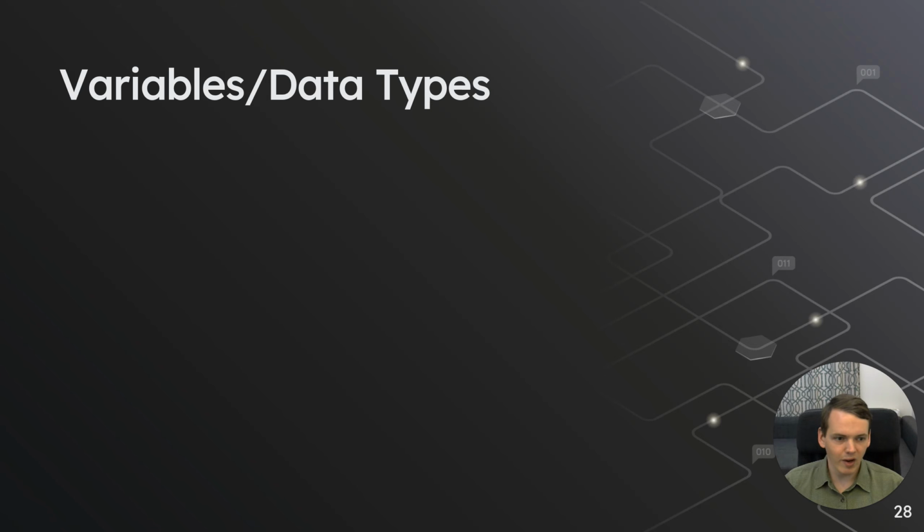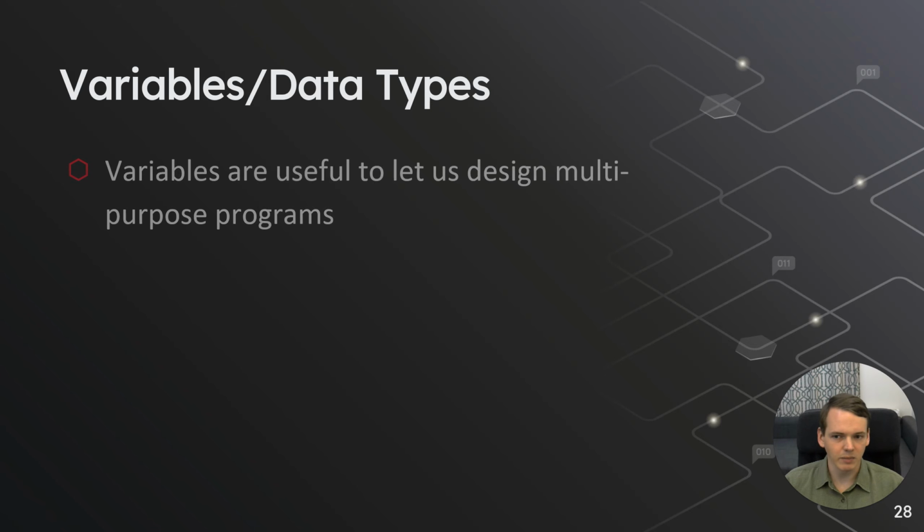The first is variables and data types. We use variables because they let us design multi-purpose programs. It would be silly if you wanted to add numbers together and it's nice to have a calculator where you can put 2 numbers in and get a third number out. It would suck if for any addition you wanted to do, you had to write a program specifically for that.